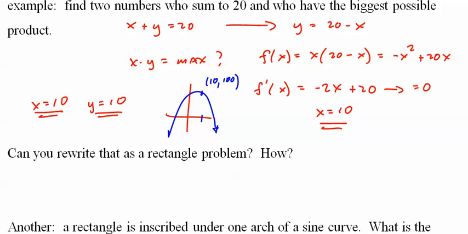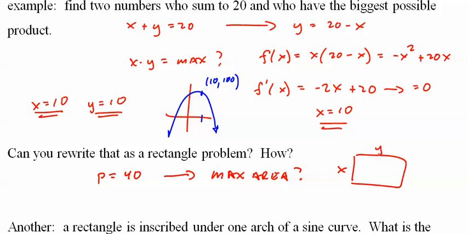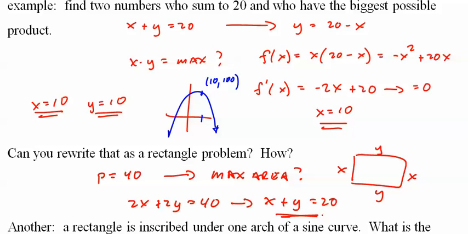How can we rewrite this as a rectangle problem? Because we're going to do a lot of geometry problems that you have to mess with. And we could say the perimeter equals 40. What's the max area we can get? So we would say, okay, we've got this rectangle, x, y, x, y. And then we would write 2x plus 2y equals 40, which is the same as x plus y equals 20. And now we're back where we started up here. So that's just an example of how this could actually be a geometry one.